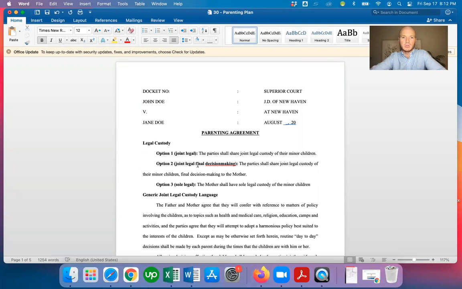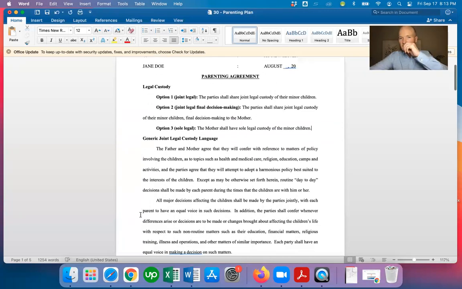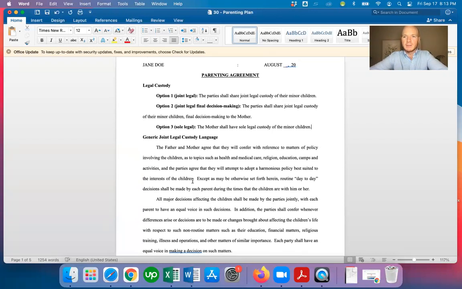Or in some situations, one parent may have final decision making. So it would just say that the parties shall share joint legal custody of the children, final decision making to one of the parents. Here I just put the mother. Or in some situations, you'll have sole legal custody to one parent, and this is how that would be articulated in a parenting plan.